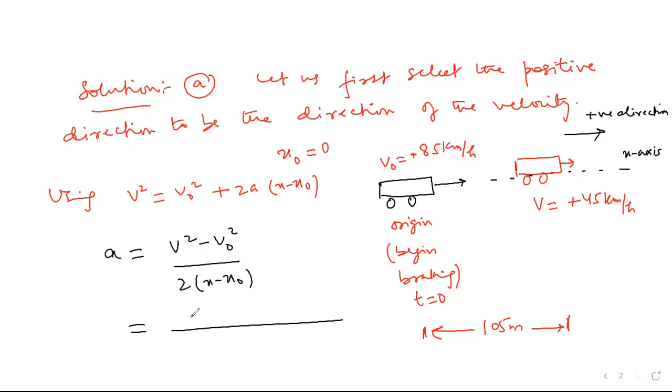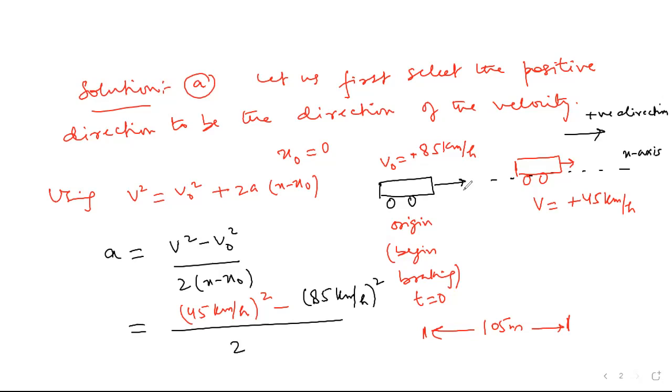My final velocity in this part of the problem is 45 kilometer per hour. So I put 45 kilometer per hour, I square it, minus my initial velocity, which is the velocity when I begin braking, that is 85 kilometer per hour, squared. So 45 kilometer per hour squared minus 85 kilometer per hour squared. Then I have twice the displacement. My displacement x naught is 0.